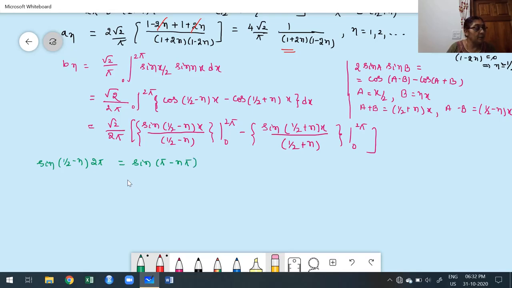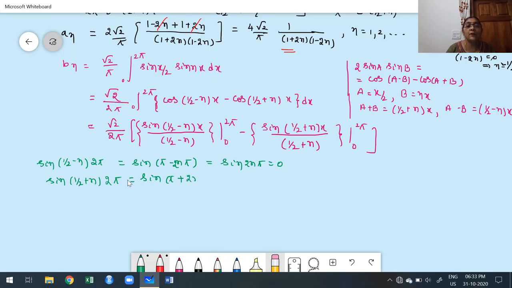What is sine of pi minus theta? Sine of pi minus theta is sine theta. Once you multiply that, we get 2n pi. So sine of 2n pi, what is its value? 0.